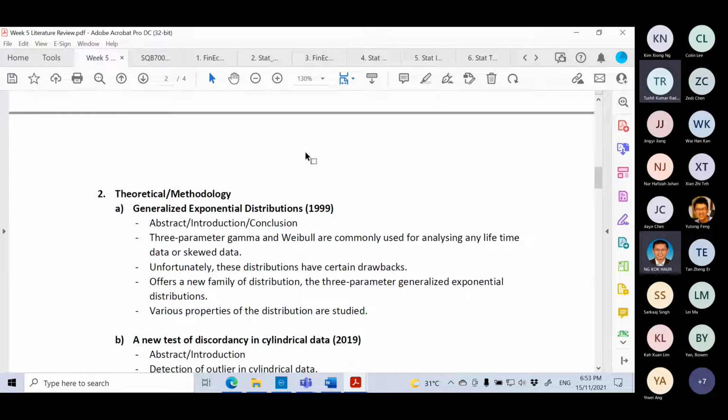For example, if you are interested in distribution theory, then you are interested in how to create a new distribution. For example, you have a binomial distribution, you have a normal distribution. Can you create a new distribution? If you create a new distribution, then of course you need to discuss the advantage of the new distribution, and how you are going to apply that particular distribution. So if you are working on distribution theory, you can come up with a new distribution, either a discrete distribution or a continuous distribution.